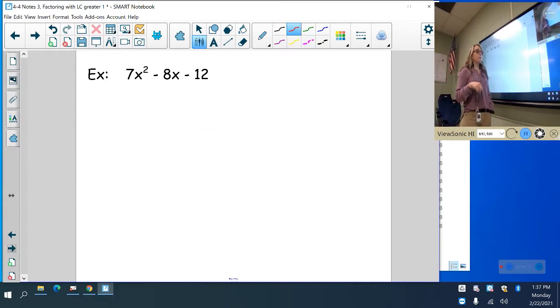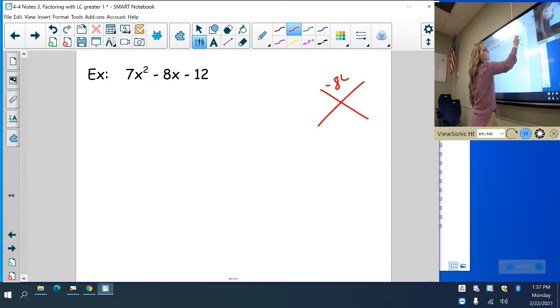Another example. 7x squared minus 8x minus 12. Well, are there any greatest common factors here? Well, there are here 4, but 7 is not divisible by 4, so we can't do that. Is there a negative in front? No. So we go to the next step. Multiply A times C. Well, 7 times negative 12 is going to give me negative 84. That has to add up to negative 8.